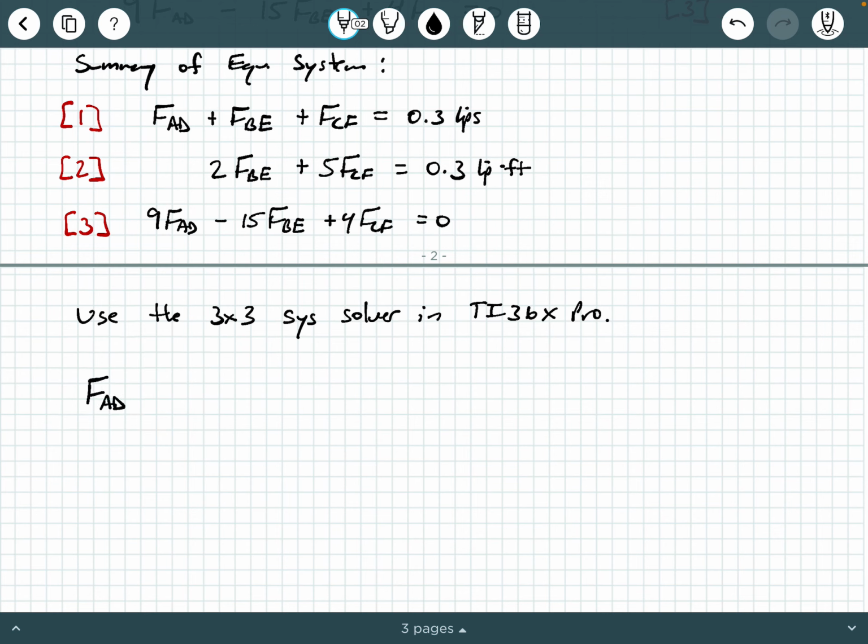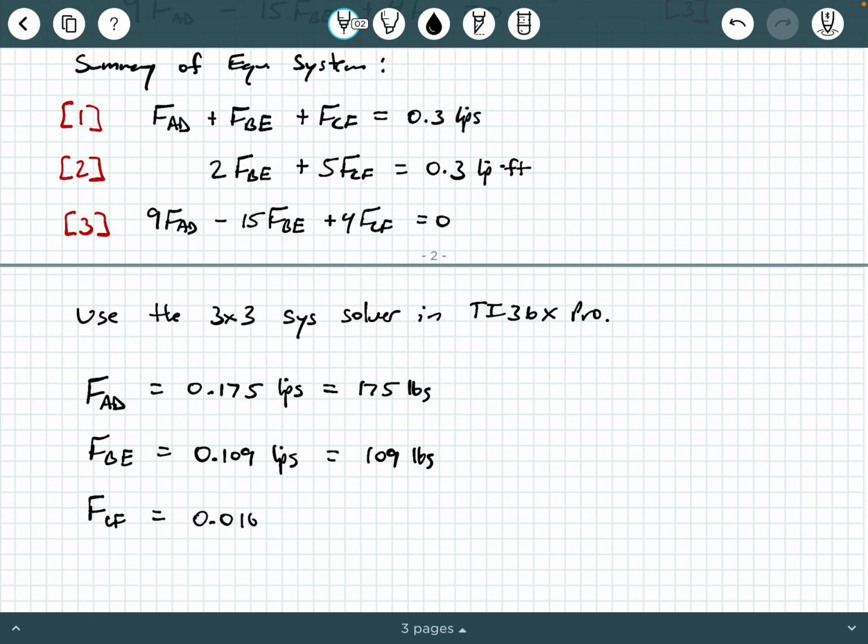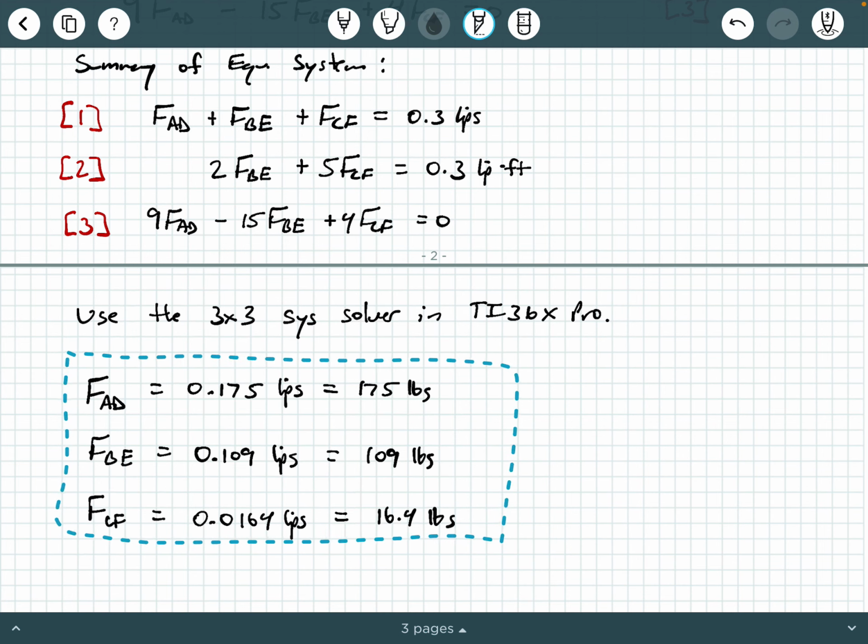You get the force in AD equals 0.175 kips, which, as you know, is 175 pounds. You get FBE equal to 0.109 kips, which is 109 pounds, and then you get FCF, which is 0.0164 kips, which is 16.4 pounds. And these are our final answers. So these are the forces in the 3 rods. So that concludes this example.